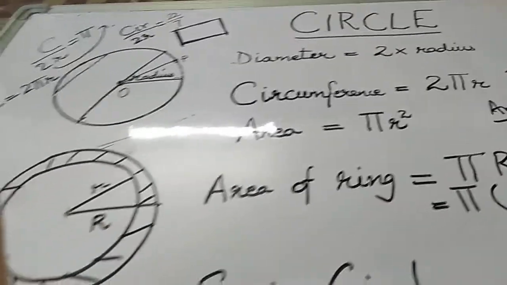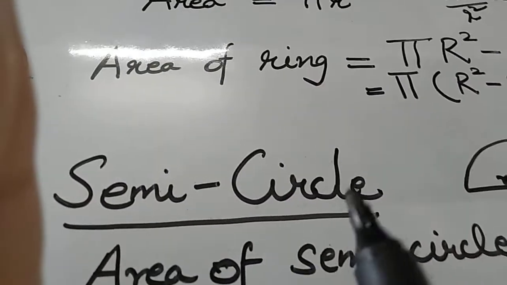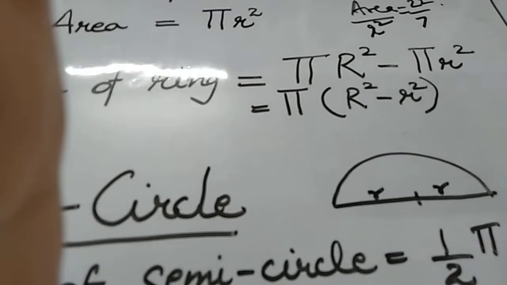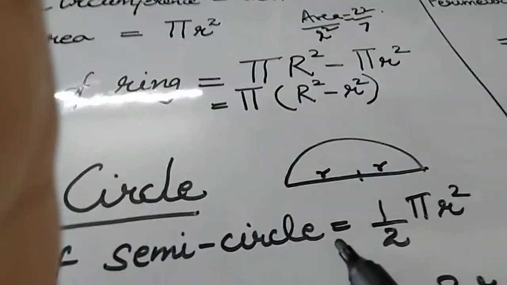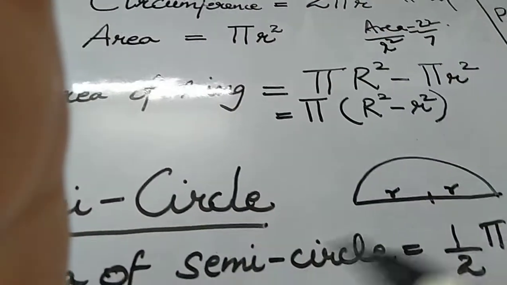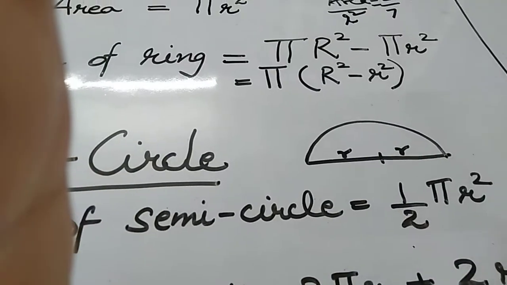Okay. Now coming to a semicircle. You all know what a semicircle is? Half a circle. Yes, when we draw half a circle, it is called a semicircle. Now what can you say about its area? Area of semicircle will be equal to half of the area of the full circle, which is pi r square. So area of half circle is half into pi r square.